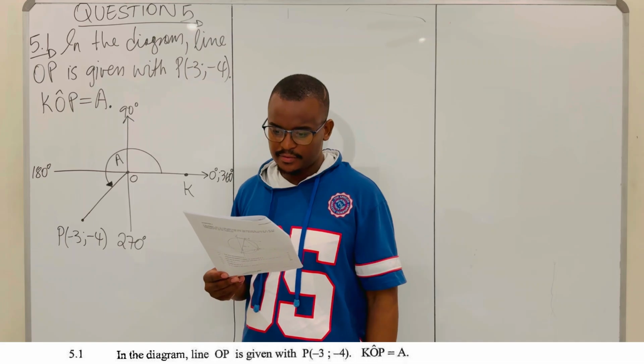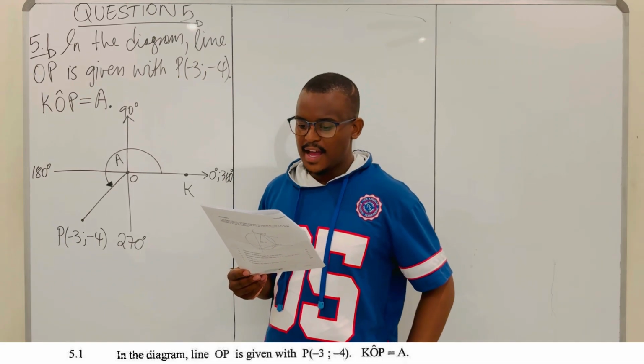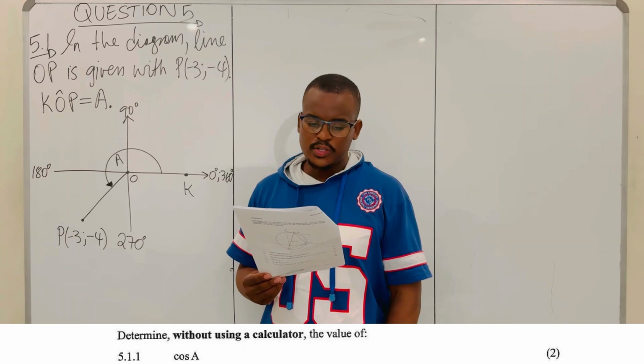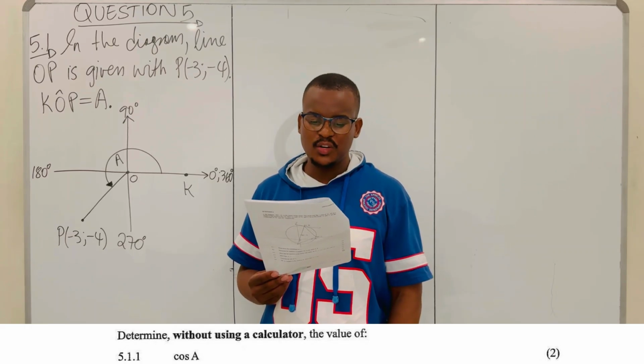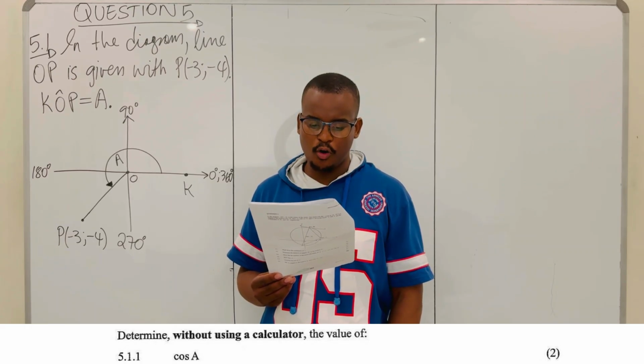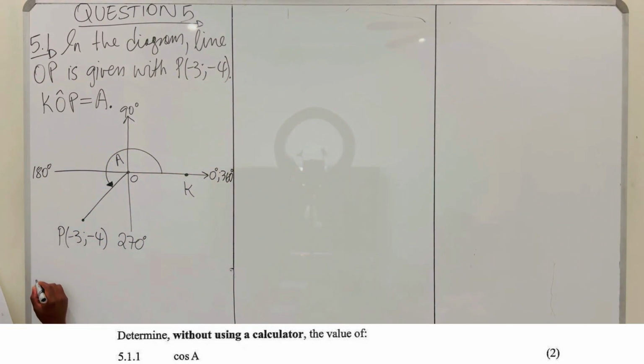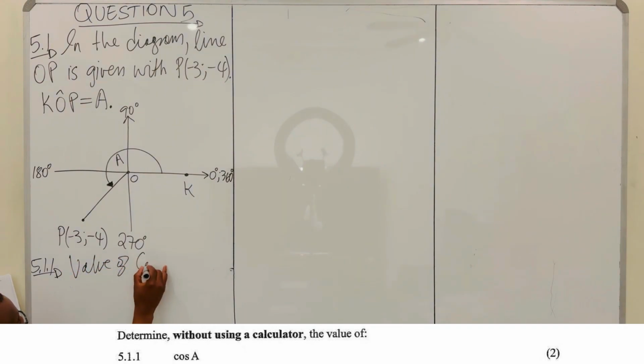What else do we have? So now that's all we have really. So the next question, which is 5.1.1, they're saying determine without using a calculator the value of cos A. So at 5.1.1, they want the value of what? Of cos A without using a calculator. So they want us to find cos A.